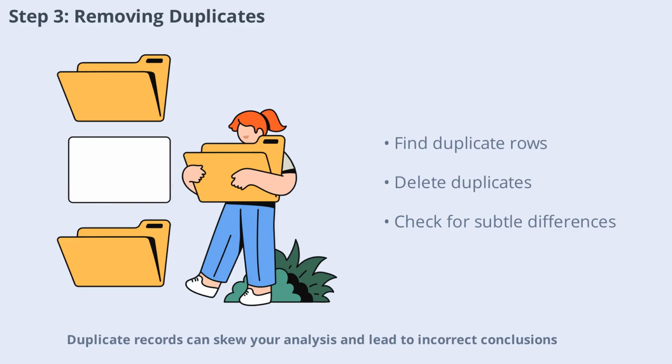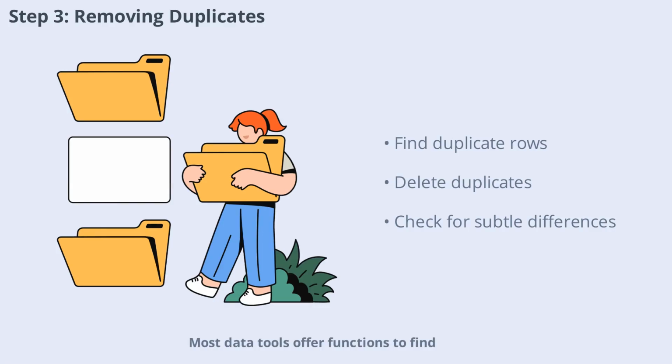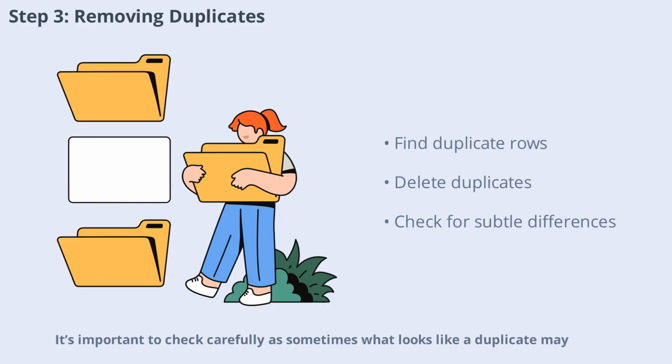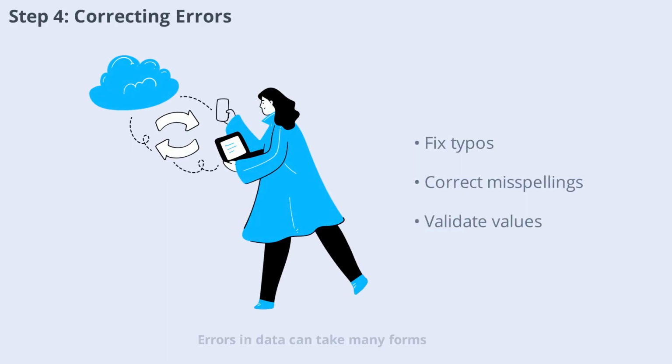Duplicate records can skew your analysis and lead to incorrect conclusions. Identifying and removing duplicates is a key part of data cleaning. Most data tools offer functions to find and delete duplicate rows based on specific columns. It's important to check carefully, as sometimes what looks like a duplicate may actually be a valid entry with subtle differences.